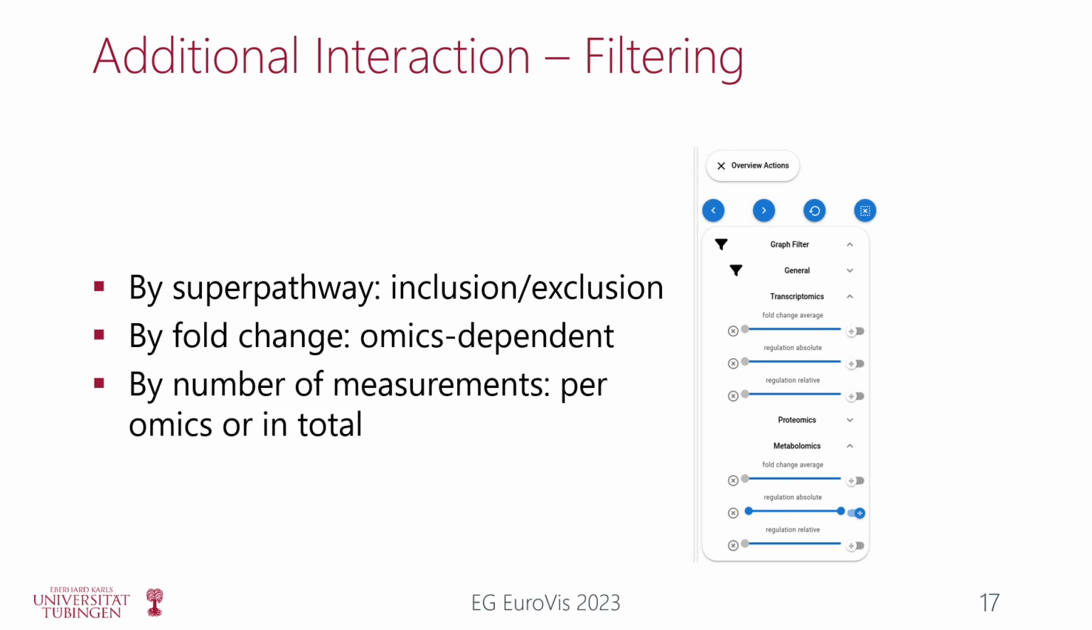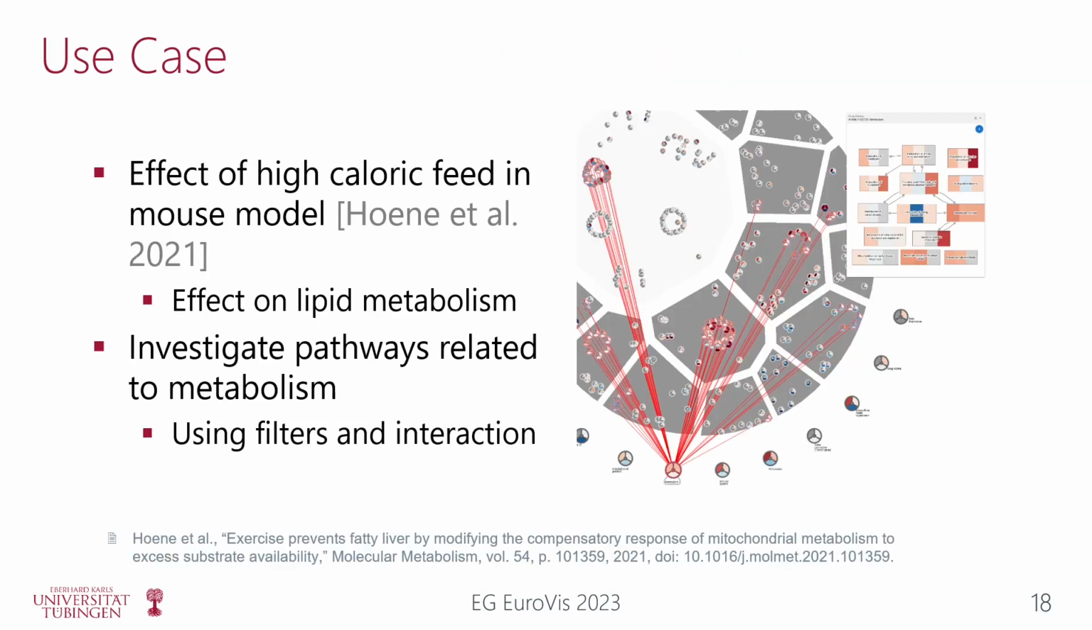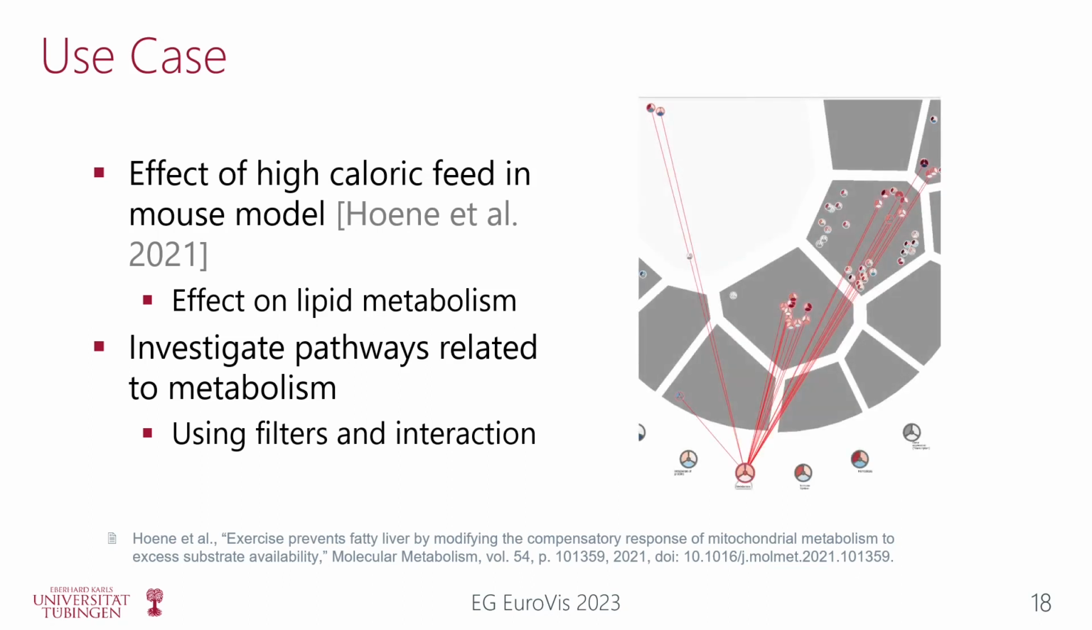Finally, I will showcase an example workflow based on data from a study published previously by the co-authors. In the study, the effect of a high-caloric diet on the lipid metabolism was investigated. As the study was concerned with the effect on the metabolism, we can first investigate pathways related to metabolism. Here, this is shown by using filters. One, to filter out pathways not containing any metabolite measurements, and interaction to highlight the connections. Alternatively, an additional filter could be set based on inclusion in the metabolism superpathway.